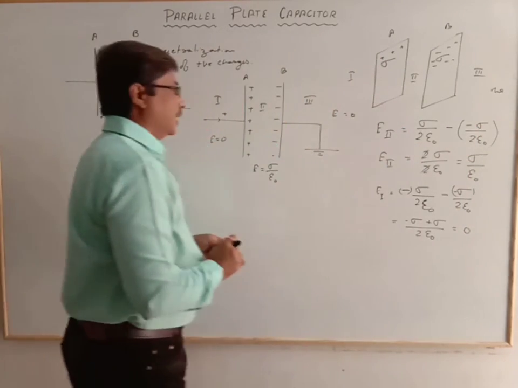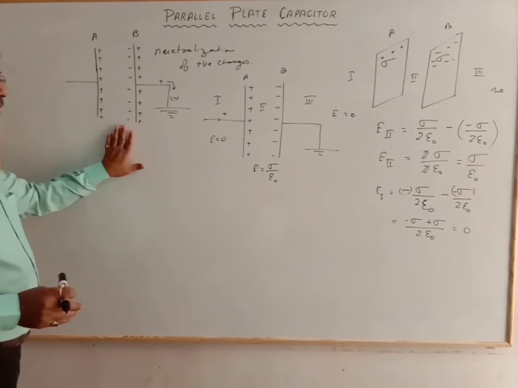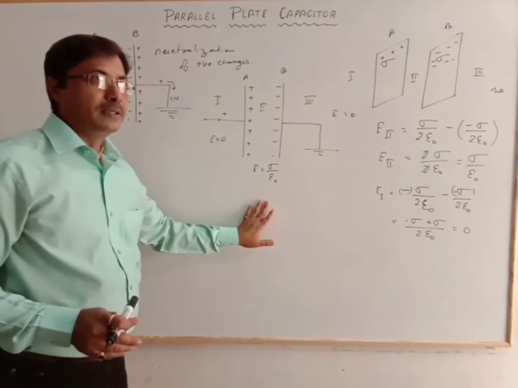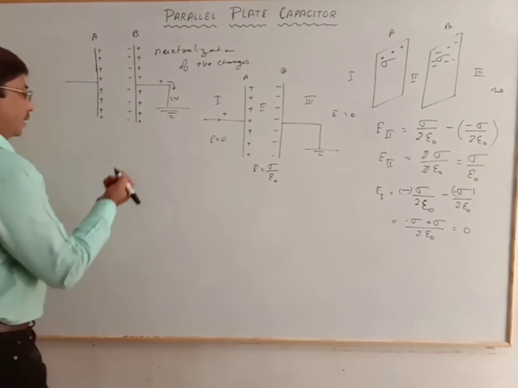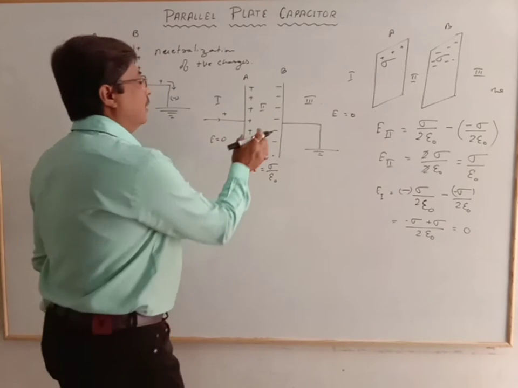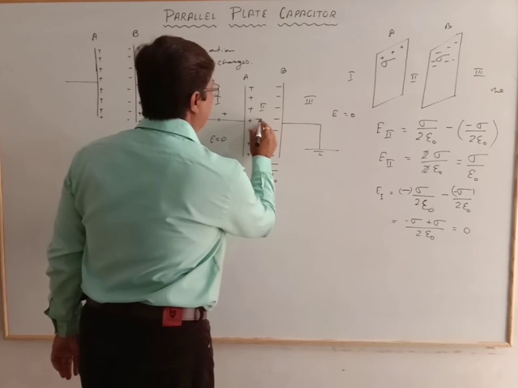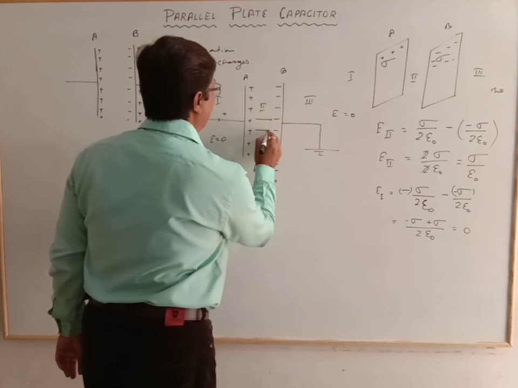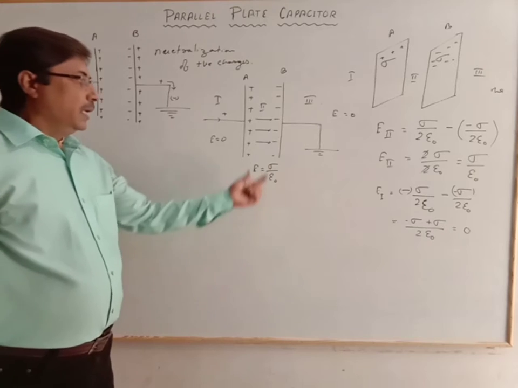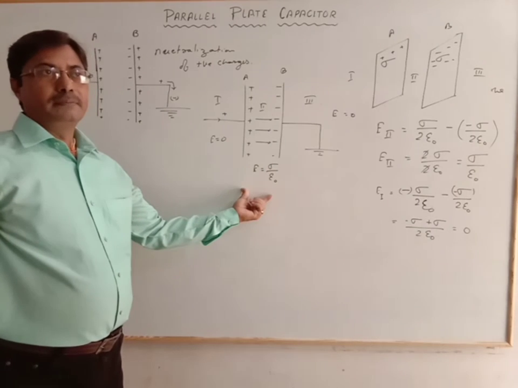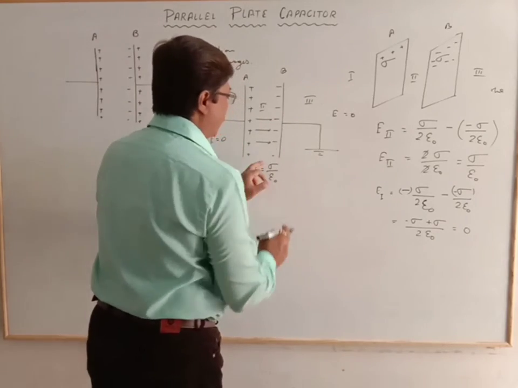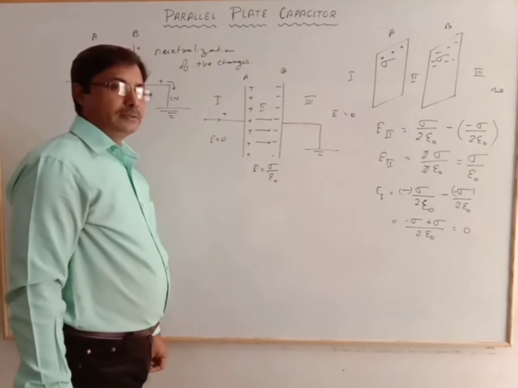So what we observe here is that in the parallel plate capacitor, the electric field only exists in between the two plates. That is the electric field. Now, if we consider the electric field between these two plates, all the field lines are also parallel in this region of the plate, and the electric field value is sigma by epsilon.